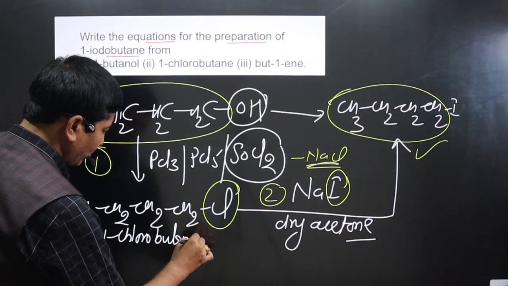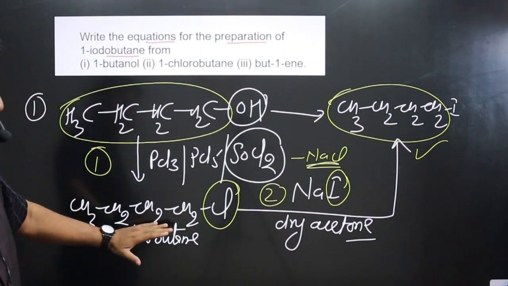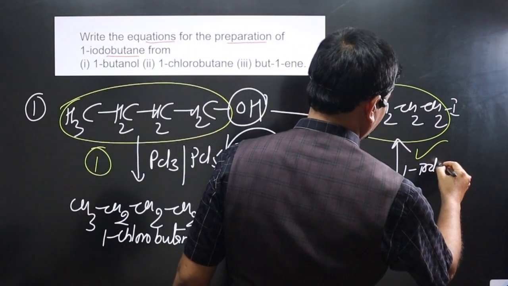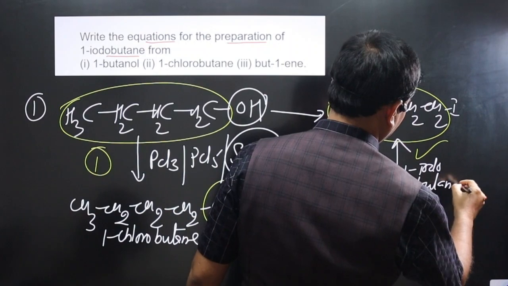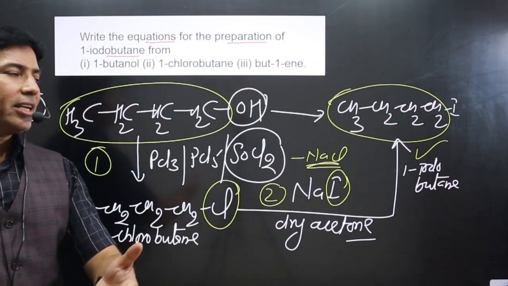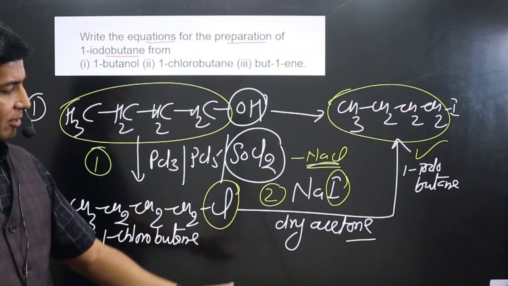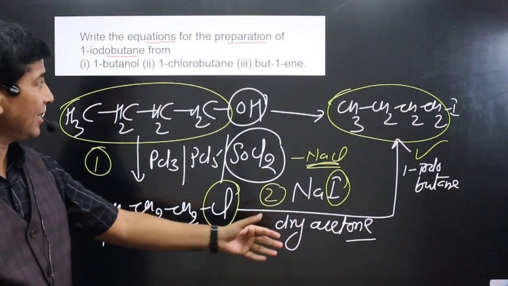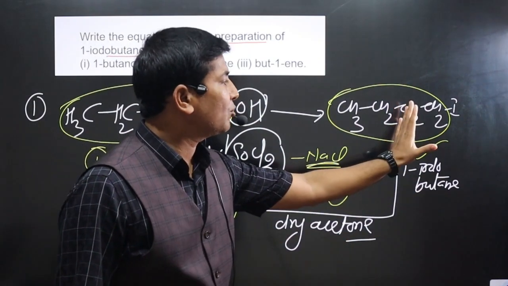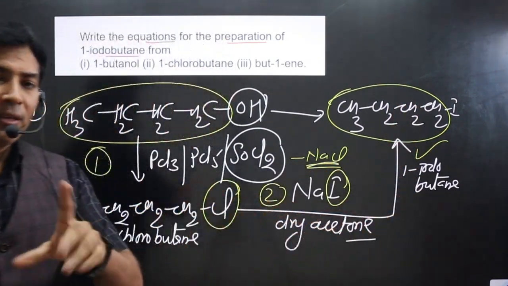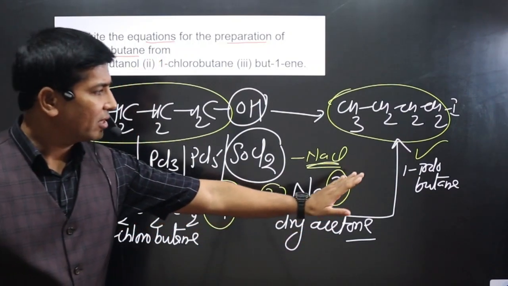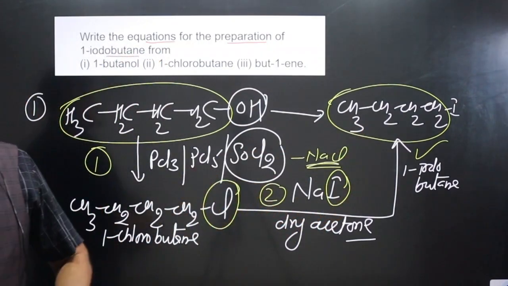1-chlorobutane is to be converted into 1-iodobutane, in a single step. So we carry out a halogen exchange reaction, the Finkelstein reaction. So you can see 1-chlorobutane can be converted into 1-iodobutane via a halogen exchange reaction. Okay, so you can see the second conversion is also completed because it is given here in the second step.